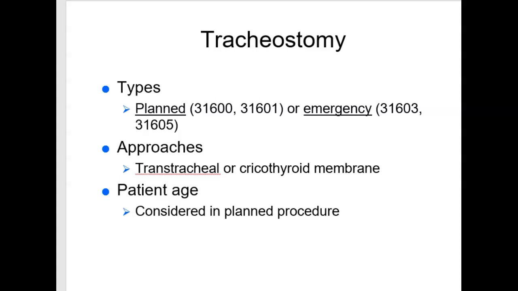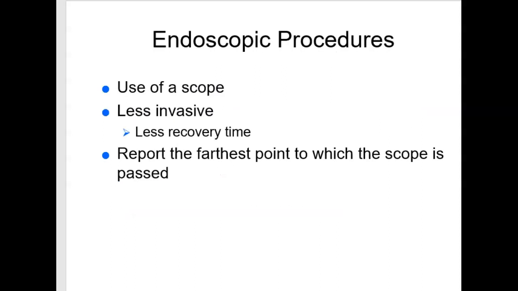But let's just start off here with tracheostomy. When you do a tracheotomy, make sure you know if it was planned. Were they coming in for a planned procedure or was it an emergency? What was the approach? Was it transtracheal? So a couple of different things. And the last one you need to really remember is the patient's age. All right, so let's go ahead and move on.